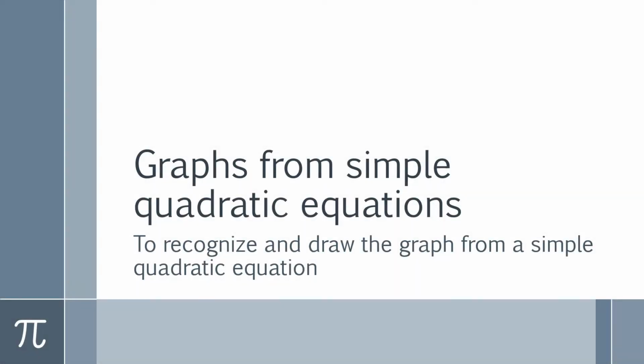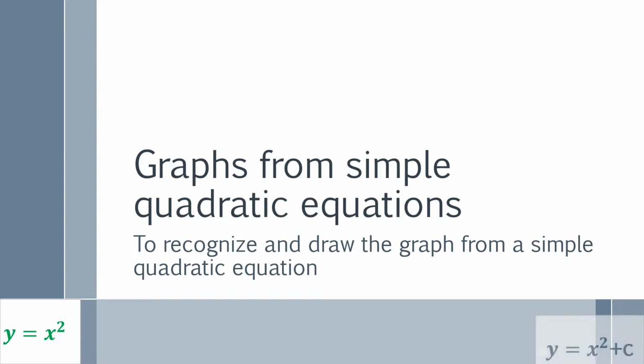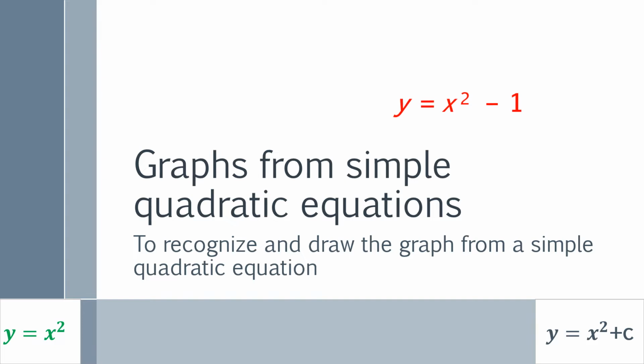Today our lesson is about how to draw the graph from a simple quadratic equation following this form: y equals x squared, y equals x squared plus c, y equals x squared minus 1. We are going to know how to graph these.